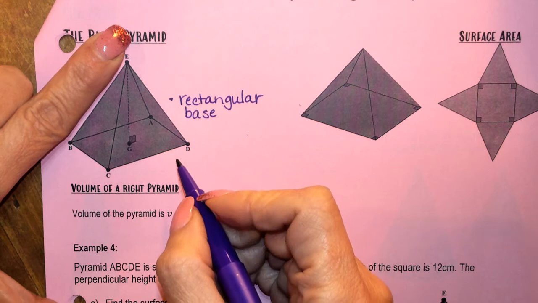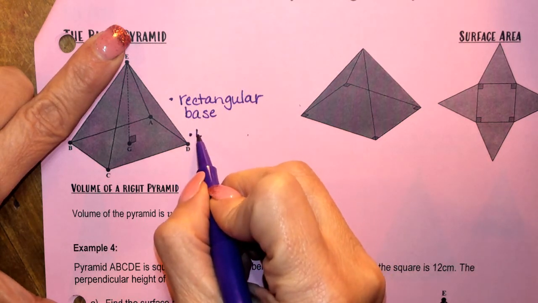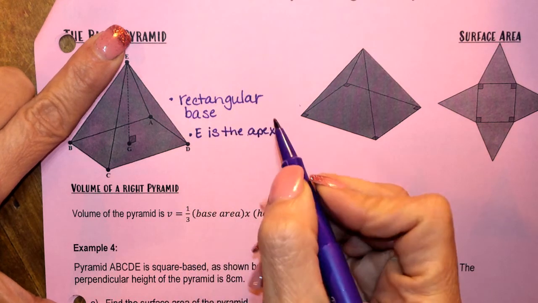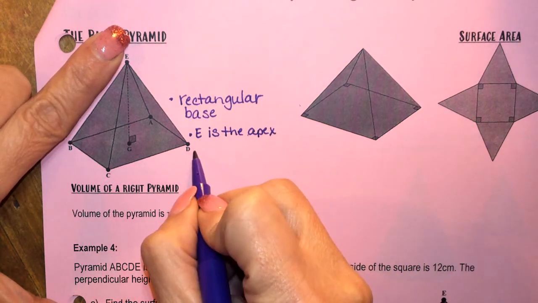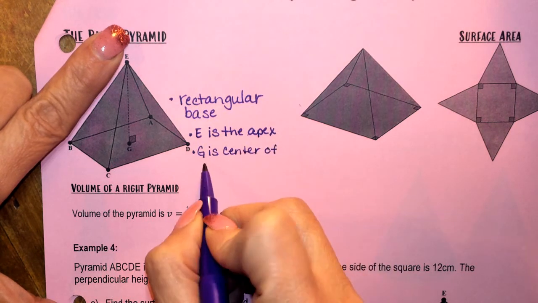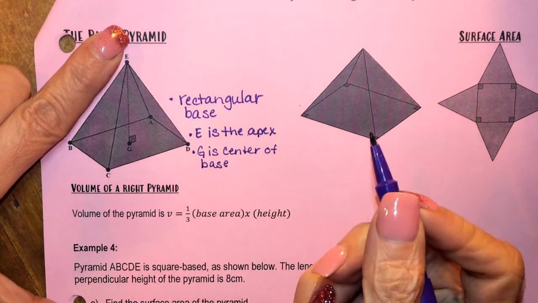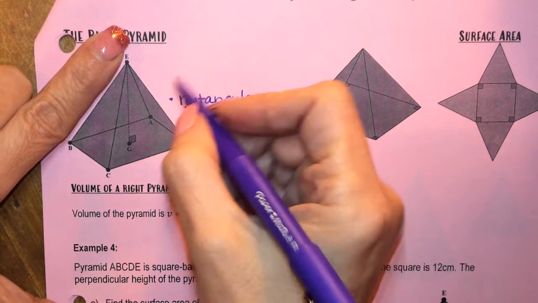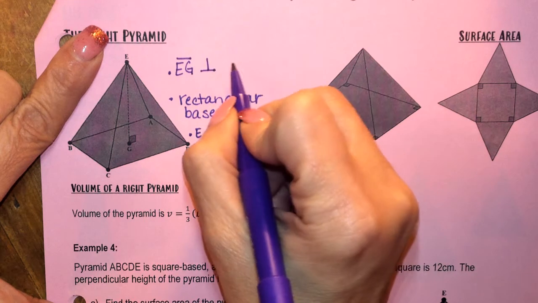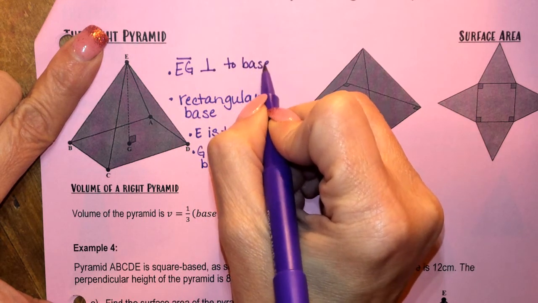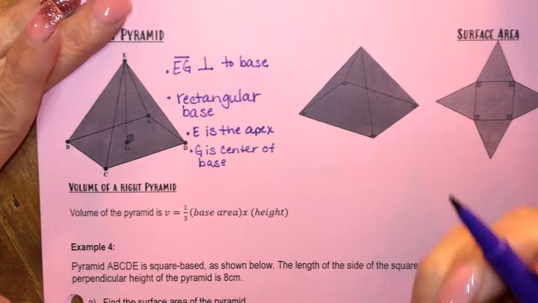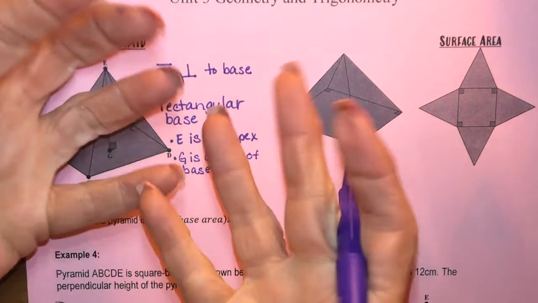We can also tell that E is the apex. E's in the middle. Apex, whichever you want to call it. Probably the apex. G is the center of the base. And EG is perpendicular to the base. I'm going to put that up here, actually. EG is perpendicular to the base. Those are just some basic things to note about a right pyramid, right triangle pyramid.